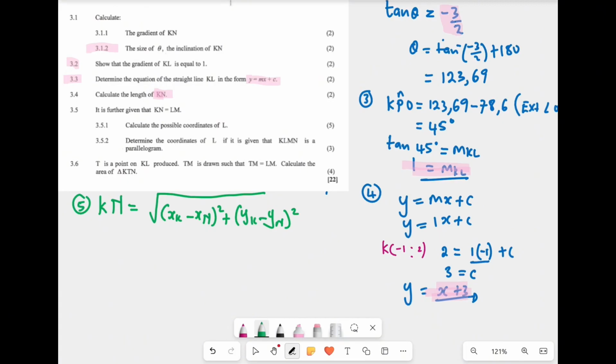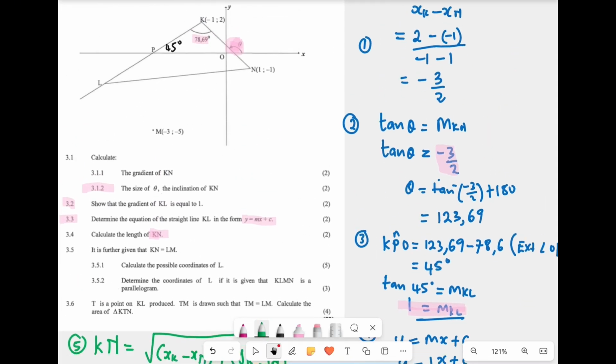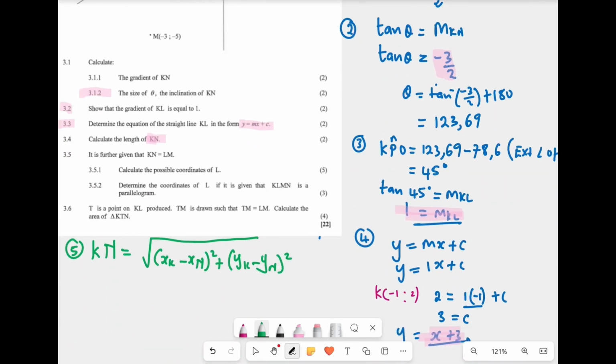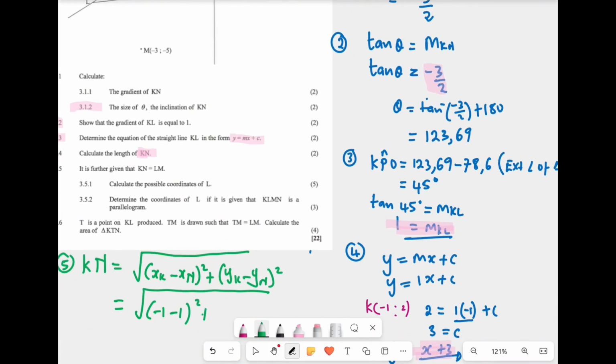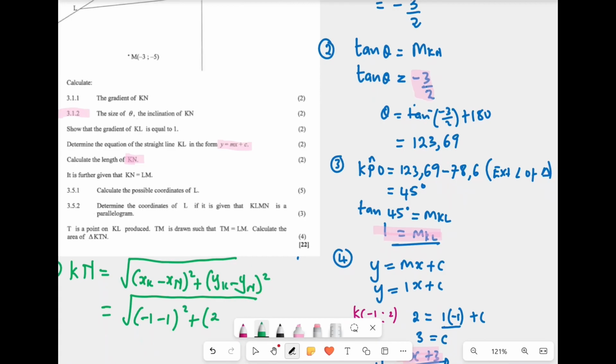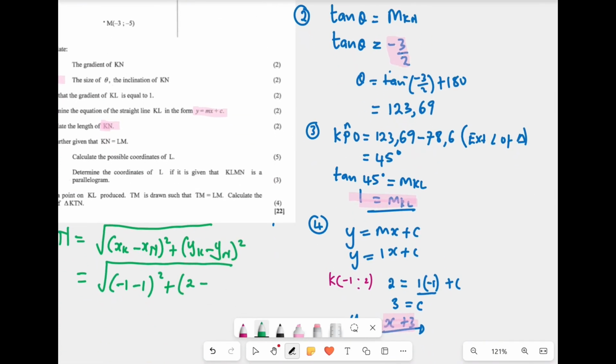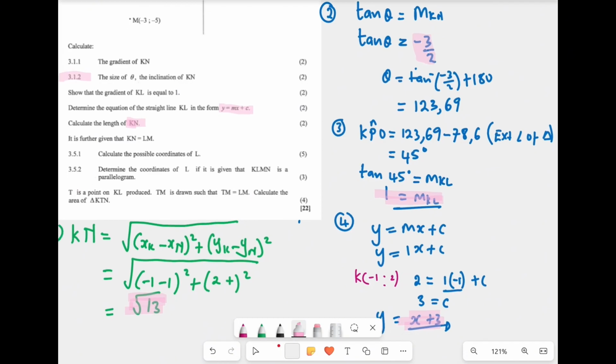Now, substitution. So let's check what is our xk. Our xk is minus 1. So this is equal to square root of negative 1 minus 1, because xn is 1, all squared, and then plus, what is our yk? Yk we have 2, and then minus into minus 1, so it will be plus 1, all squared. And then now this will give us square root of 13. So this is our KN, and then again you get that 2 marks.